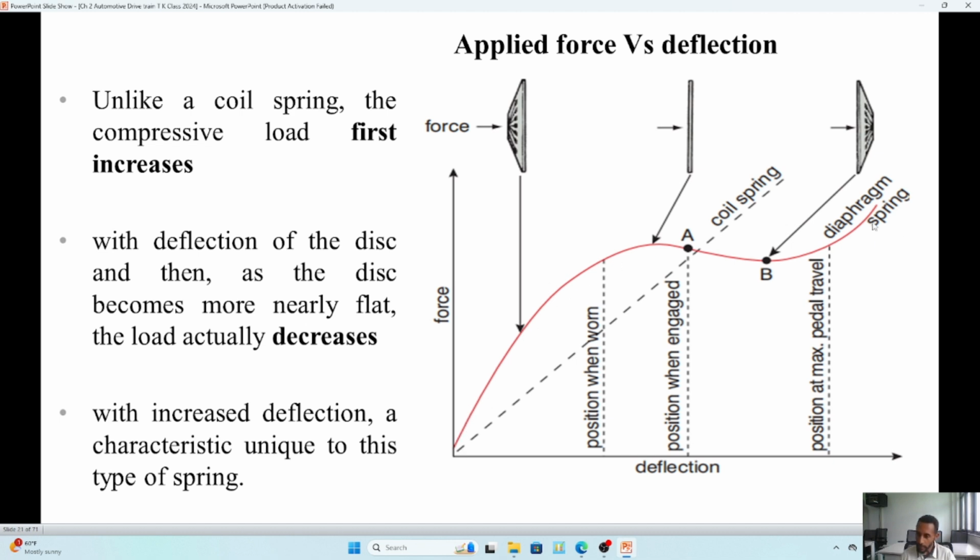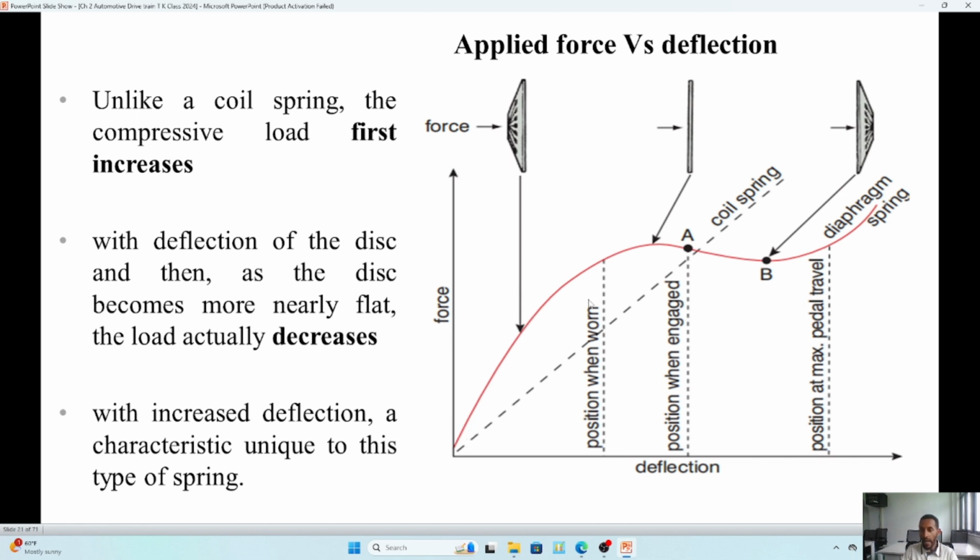the diaphragm spring type, the graph will be shown as a curve, and the curve seems wavy. Sometimes it will go up and down, which means the force will vary depending on the deflection rate. But if you consider the dotted one, which is the coil spring type, it will increase proportionally with the applied force. That means when the applied force increases, the deflection also increases. That means they will transmit too much force. So that's why this one is preferable.